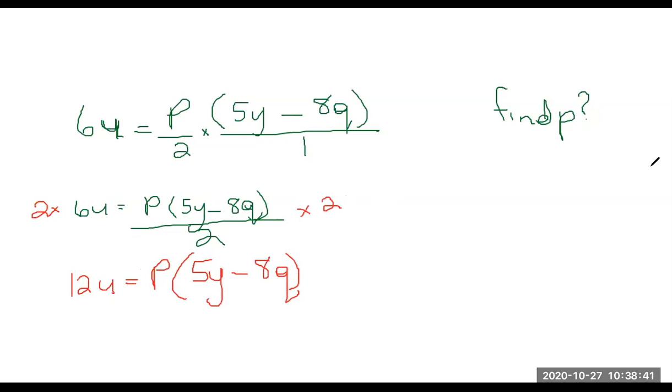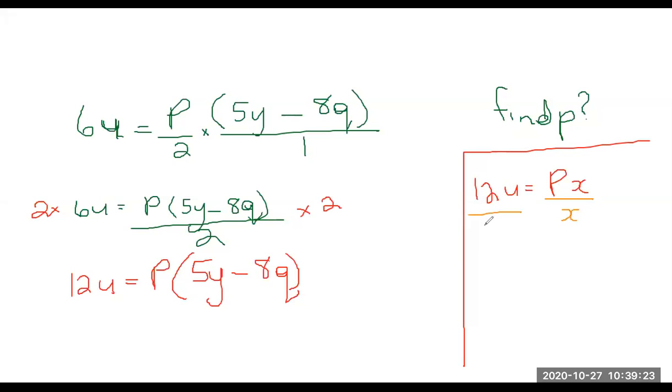I want to do a side note for a little bit. So let's go over here. I want to see what you would do. If I had 12u equals px, and I said find p, I would divide by x, so I could get p by itself. So 12u over x is equal to p.